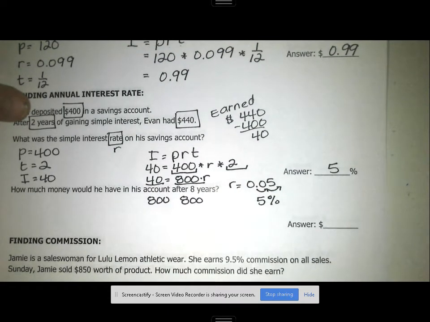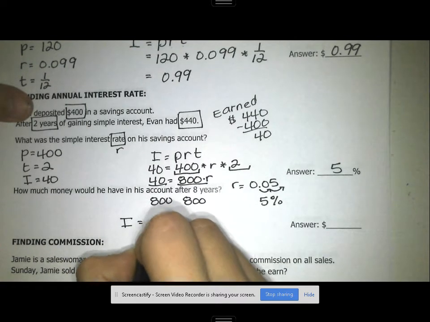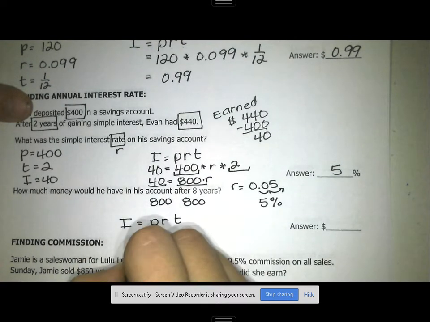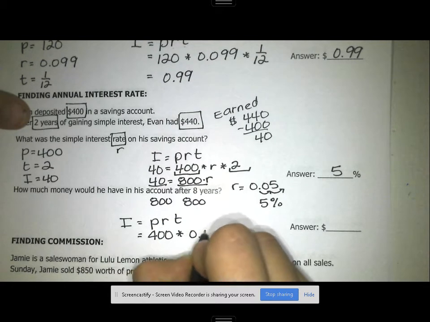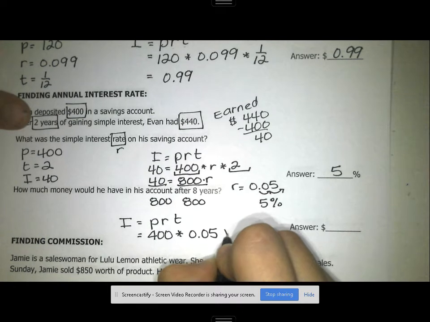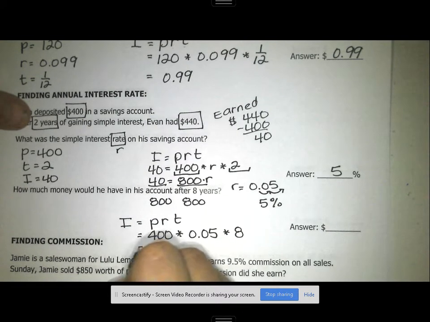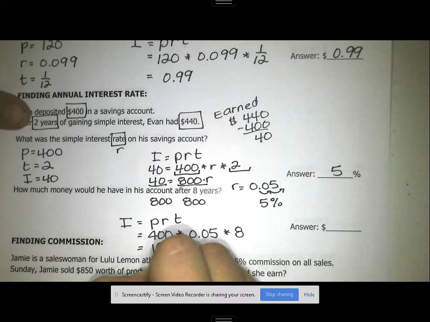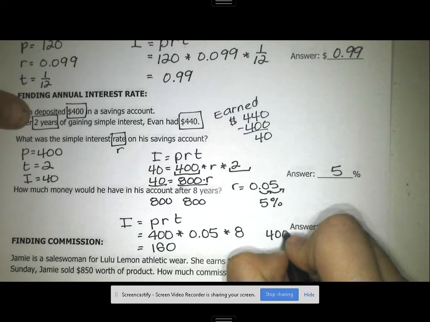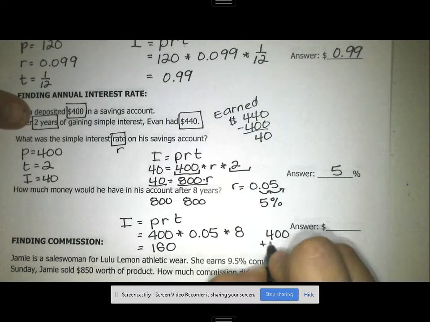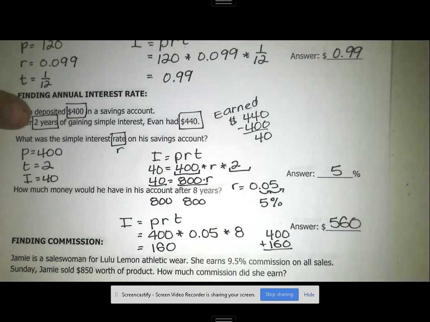How much money would he have in his account after 8 years? Well, let's see. If interest is the principal times the rate times the time, and he originally put in $400, and now I know the rate is 5%, and I know that they're asking for 8 years, I would calculate that all together, and I would find out that he earns $160 in interest. So how much would he have in his account? He'd have the $400 that he originally put in his account and the $160 in interest. So he would have $560 in his account.